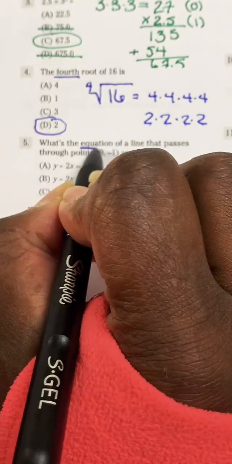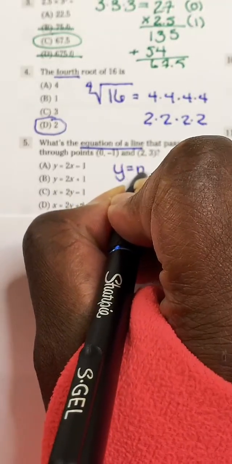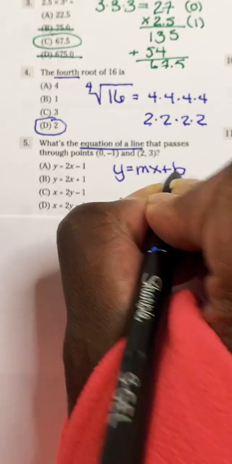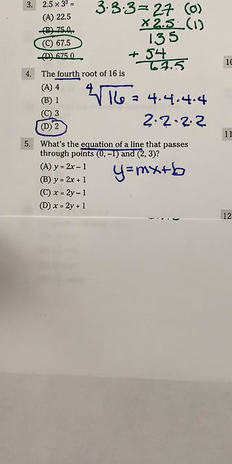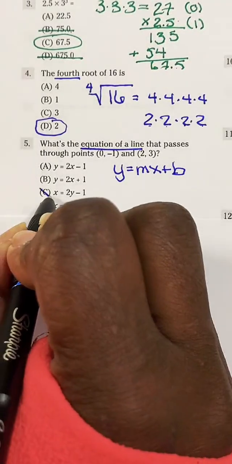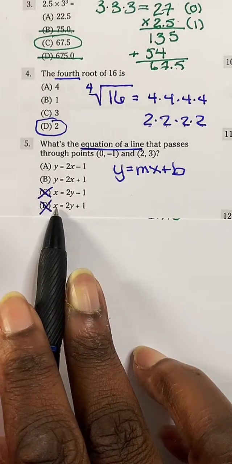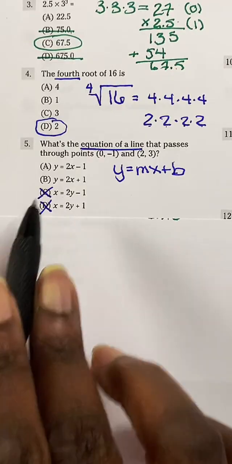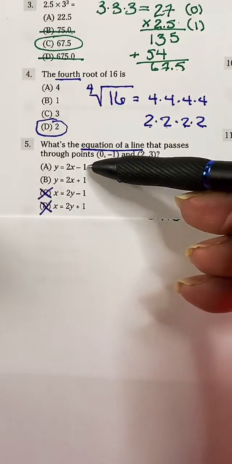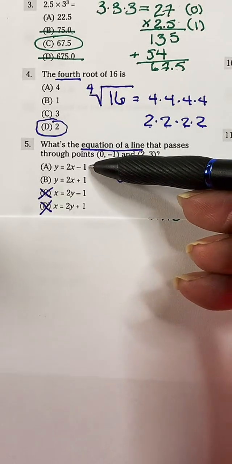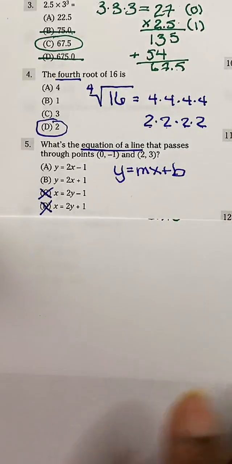Anytime they mention equation of the line, it's always y equals mx plus b. Okay? Anytime they want an equation of the line, it's always going to be in this format. So just for that, right away, C and D is done. Reason why, they both say x equals. Not it. So now process of elimination helps us to get to A and B. The only thing that's different between A and B is one has a -1 and the other one has a +1.